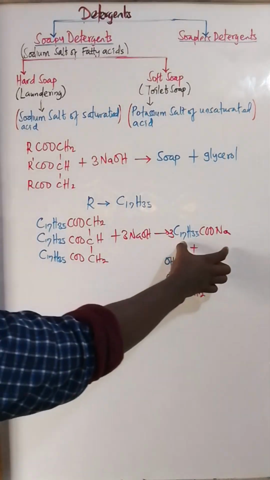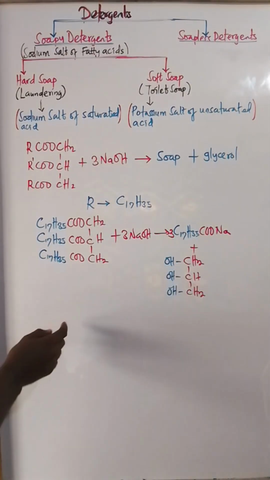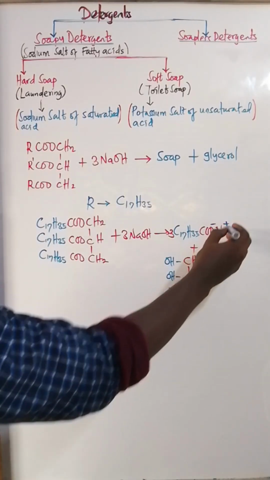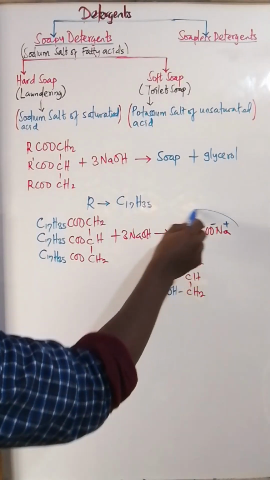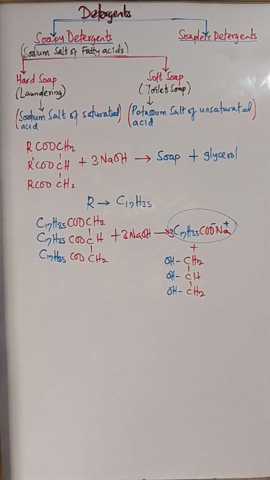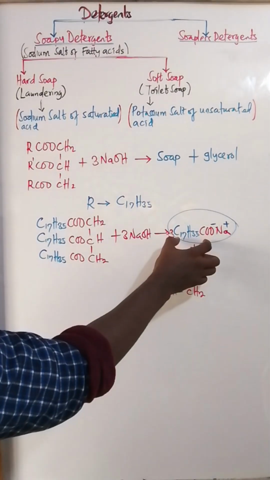So this is a sodium salt of a saturated acid. This is minus, this is plus. So this is a salt. Sorry, this is soap, yeah. It's a kind of salt, a sodium salt. Now, how many carbons do we have here? 17 plus 1, 18 carbons.